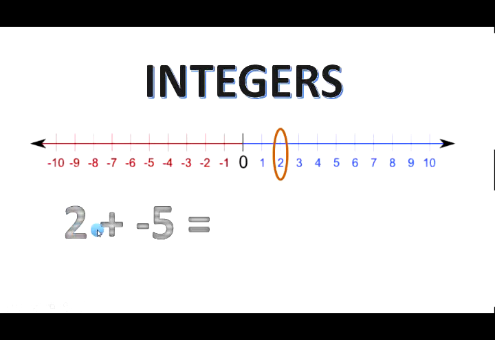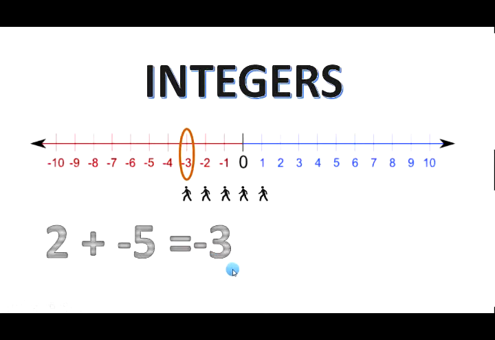Let's try this. 2 plus negative 5, starting point of 2. Do I go right or left? Which way should I go? Hopefully you say to the left. Let's go left 5. 1, 2, 3, 4, 5. Where do I end up? 5 left. I end up at negative 3.